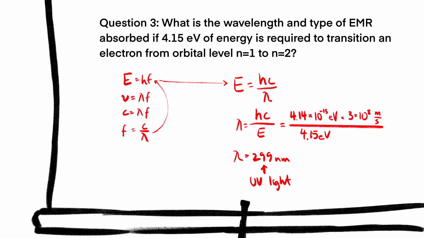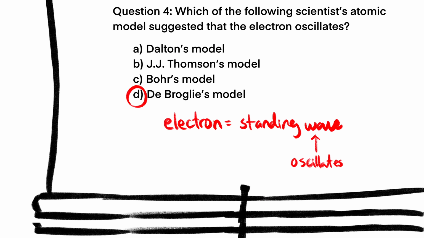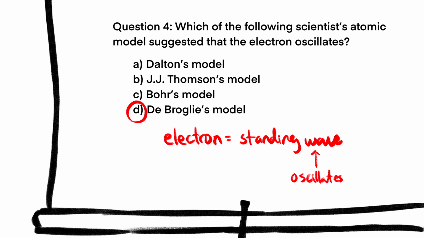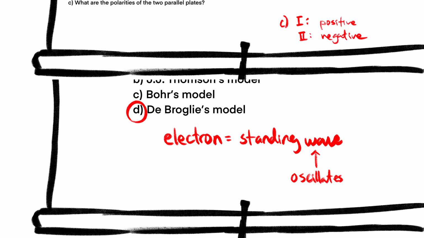Question 3. We start by substituting the universal wave equation into the Planck-Einstein relation. To solve for wavelength, manipulate the equation E equals hc over lambda and substitute in the missing variables. The wavelength should be 299 nanometers, which is slightly under the minimum threshold for visible light. Hence, ultraviolet light is absorbed. Question 4. De Broglie's model describes electrons as standing waves, which oscillate in simple harmonic motion.